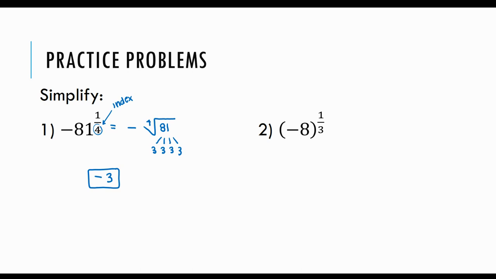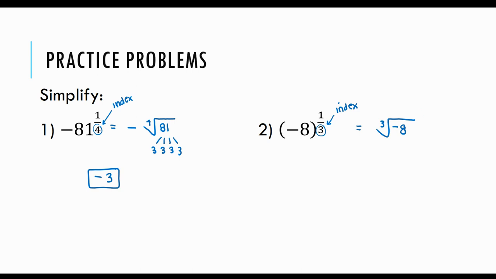In this next one, because there are parentheses around the negative and the 8, that means that the negative is going to stick with the 8. So notice that my index is 3. And because we are dealing with an odd index, that's what makes it okay to have a negative underneath that radical. Once again, I could technically raise that to the 1st power, but that's not going to change anything, so I don't have to.